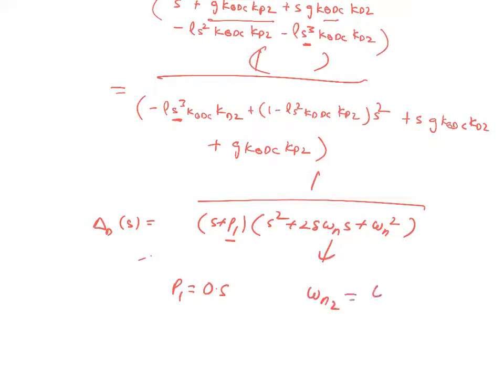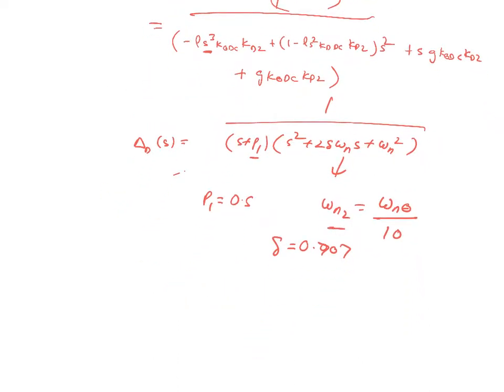Then we can choose omega n z to be related to omega n theta. Remember last time we chose an omega n theta, so we can make omega n z 10 times slower, so omega n z will be omega n theta divided by 10. The standard rule is between 5 and 10. So let's say we choose omega n z here to be 10 and zeta to be 0.707.